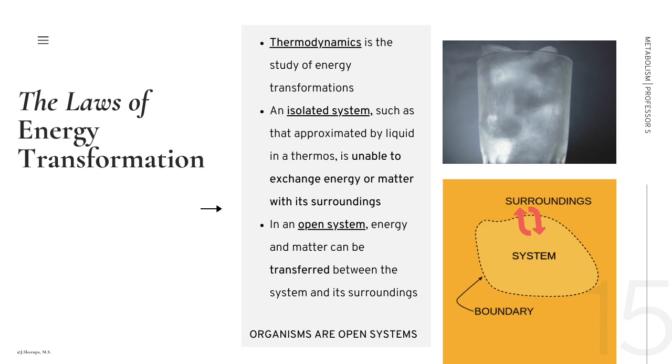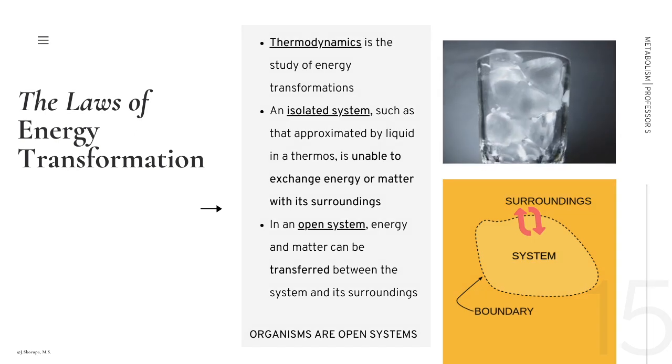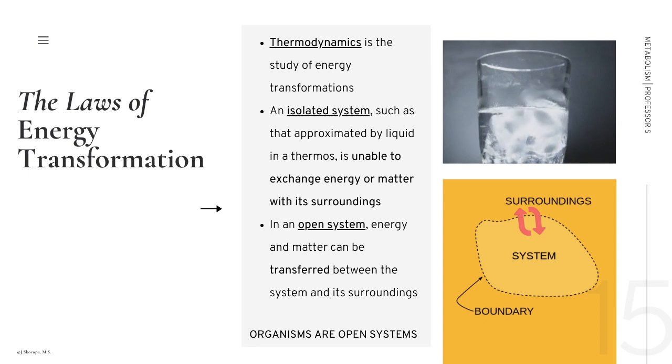In an open system, energy and matter can be transferred between the system and its surroundings. Organisms are open systems. We are able to lose and absorb heat while interacting with our surroundings. A glass of ice-cold water is another example. Over time, the heat from the surrounding air will warm the water and melt the ice until it has reached equilibrium. So let's get into the laws of thermodynamics.